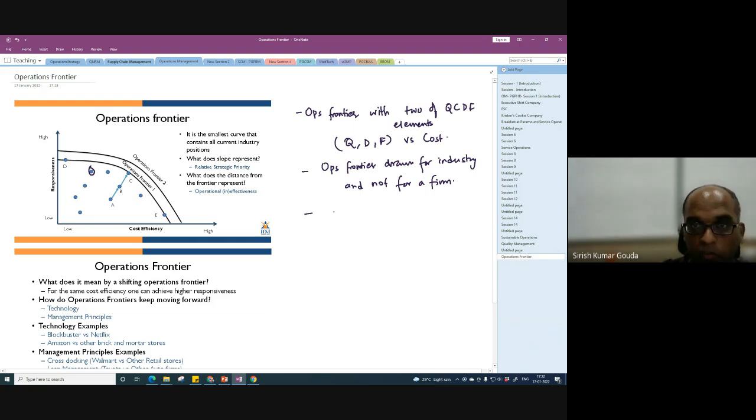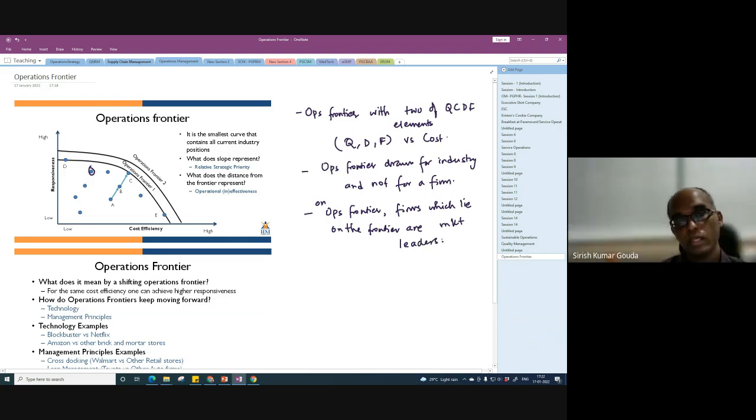The third thing that I mentioned was that on the operations frontier, firms which lie on the frontier are market leaders. So this is what we had discussed.